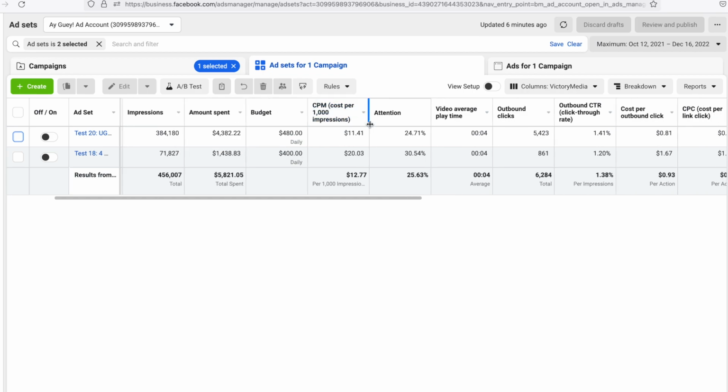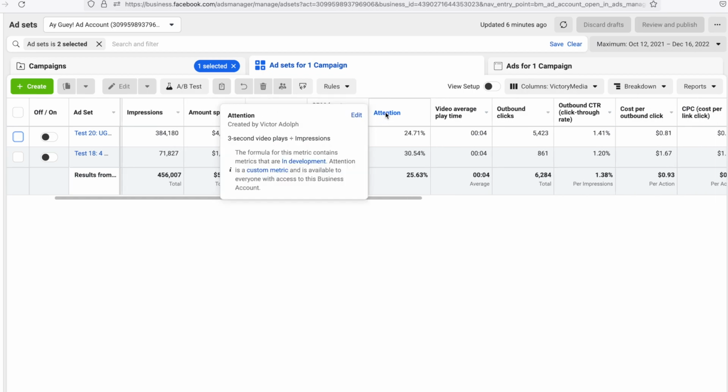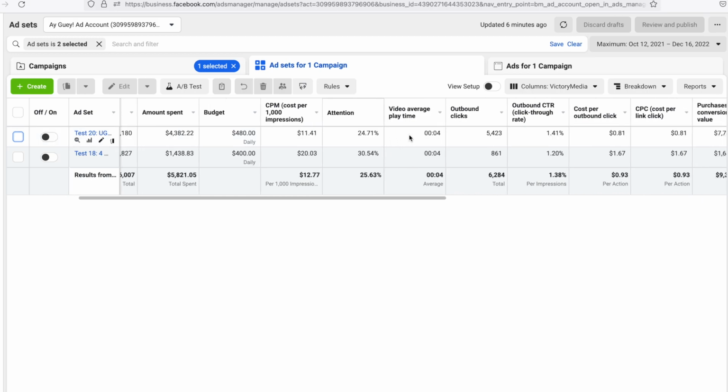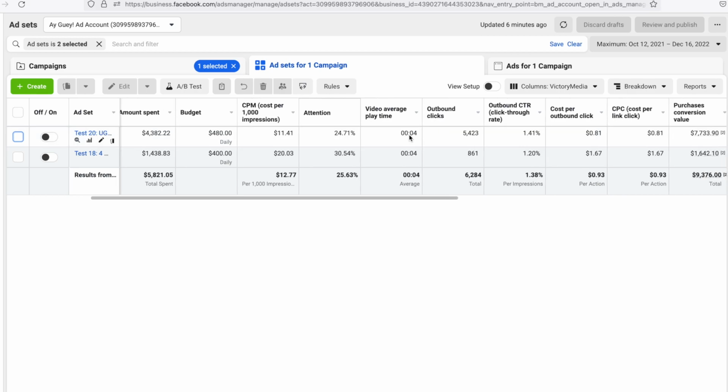And then we go into our attention rate. Our attention rate is 3-second video plays divided by impressions, which gives us a percentage of people that have actually spent more than 3 seconds with our video. Then we have our video average play time. A lot of people also use hook ratio. We've also kind of pivoted towards that, but for now we're just going to stay with video average play time.